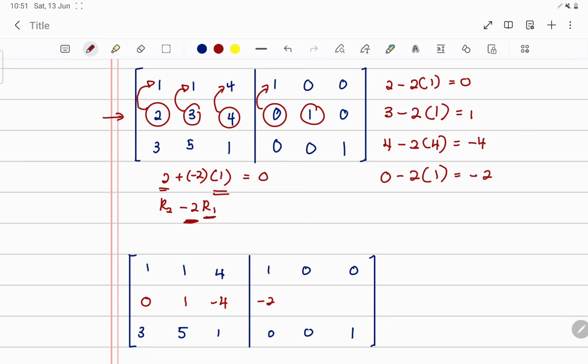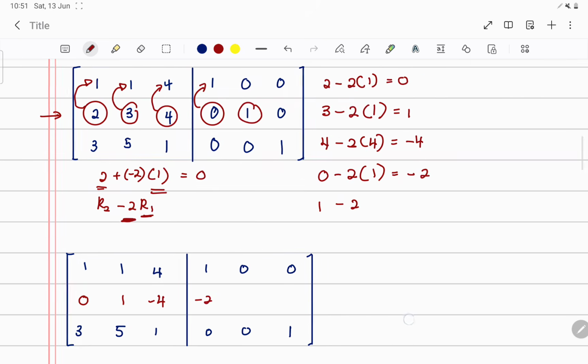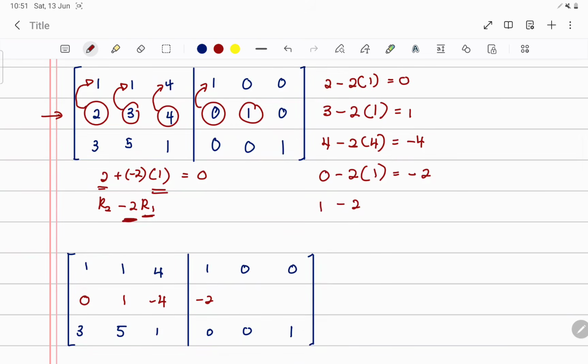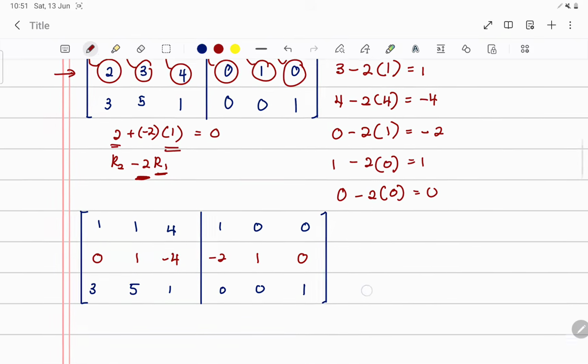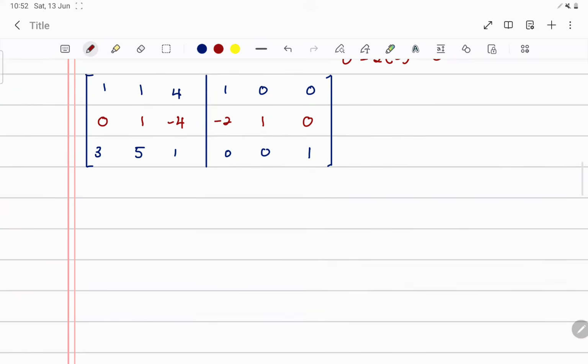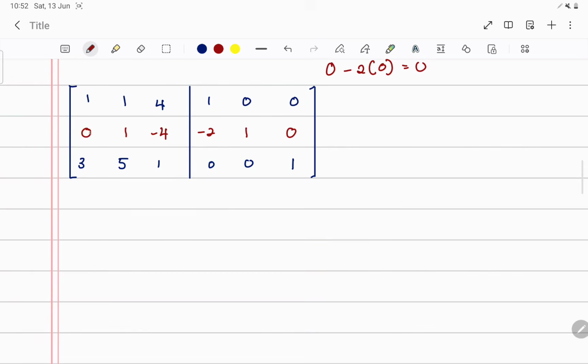The next one you have 1 minus with 2, okay, multiply with R1, which is the one that is on top, which is 0. Then here you're going to get equal to 1. Then you put 1 here. The next one you have 0, okay, minus with 2, multiply with R1, which is also 0, which is equal to 0. Here you get 0. So settle for the first step that we have to do, which is we already changed this guy into 0.